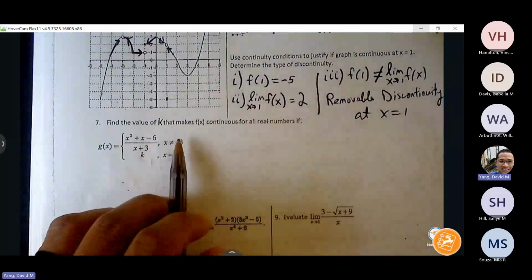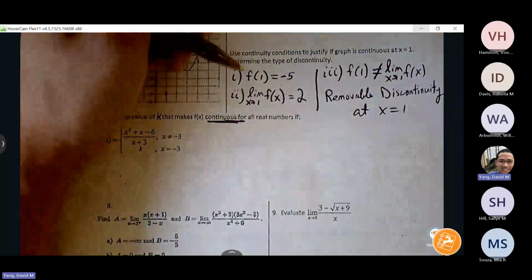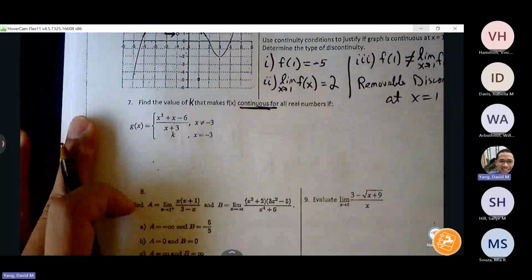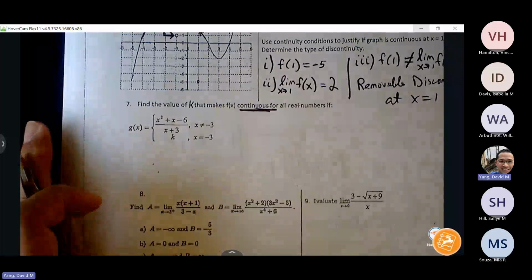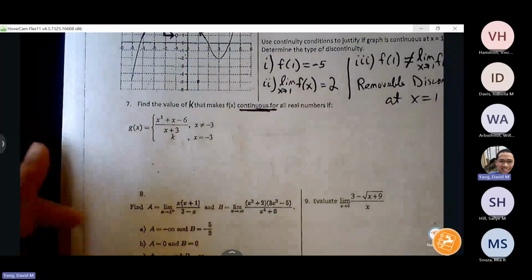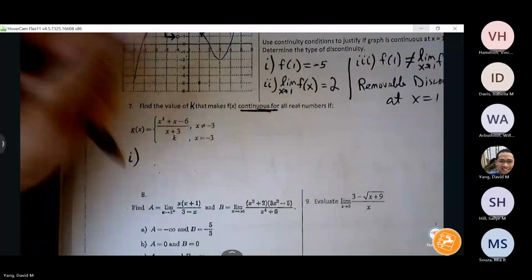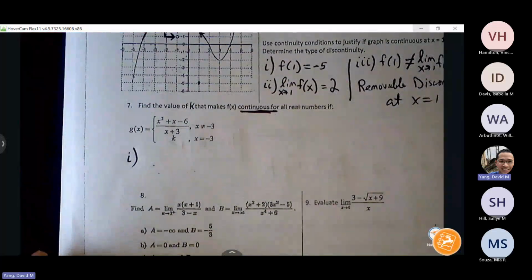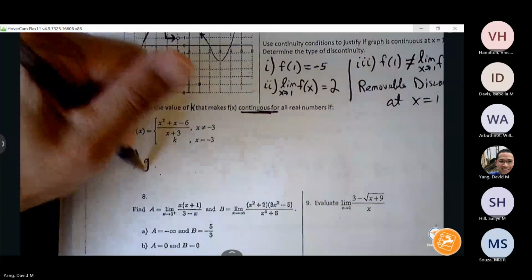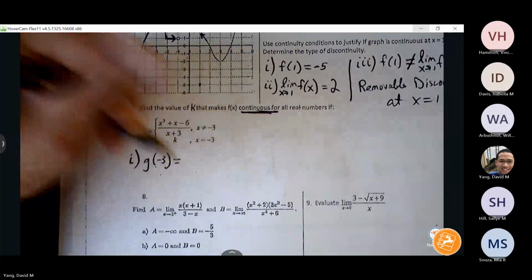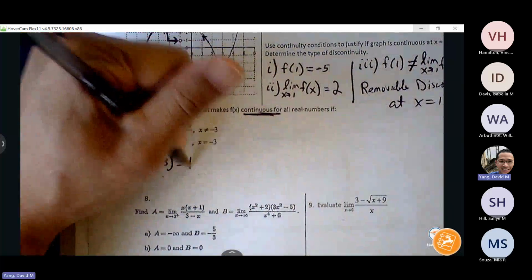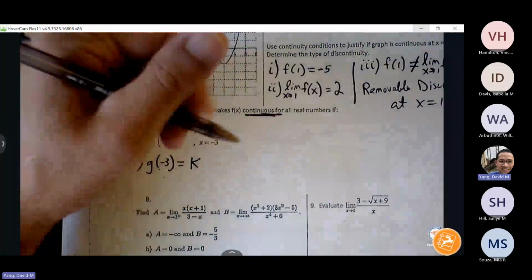Seven, find the value of k that makes f of x continuous. So again, I see the word continuous. I'm just going to walk through continuity conditions and I'm going to be able to solve for k just by going through my steps. First step, I want to find g of -3. What's g of -3? Just k, right? We don't know what k is yet, but we're just gathering information right now.